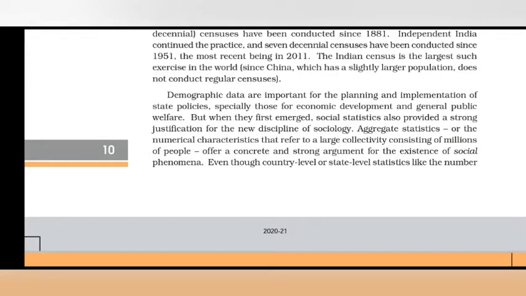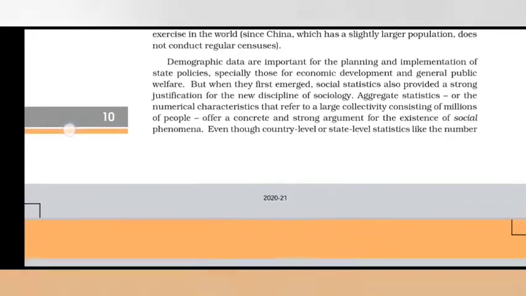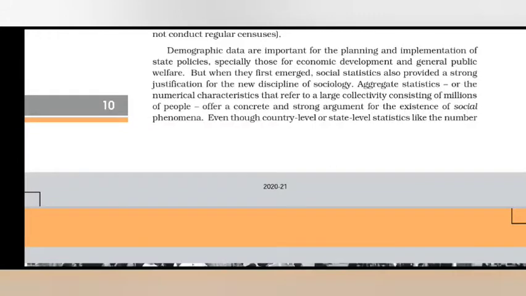Demographic data are important for planning and implementation of state policies, especially those for economic development and general public welfare. But when they first emerged, social statistics also provided a strong justification for the new discipline of sociology. Aggregate statistics, or numerical statistics that refer to a large collectivity consisting of millions of people, offer a concrete and strong argument for the existence of social phenomena.